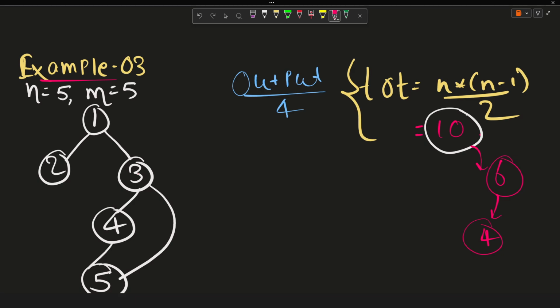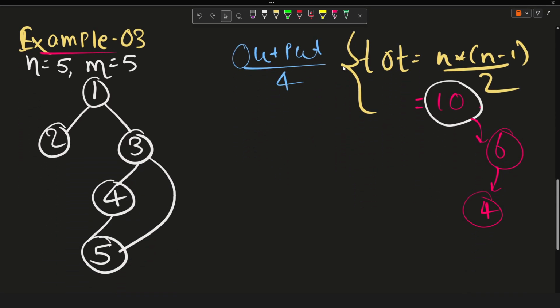So the question is, we can remove any one of the edges, right? We can remove this edge, this edge, this edge, this edge, or this edge. But how will we decide which edge we should remove in order to minimize our answer? We will not arbitrarily remove any edge and check one by one. Obviously you can remove one by one and check every time, but that brute force will not make any sense here because the constraints are high.